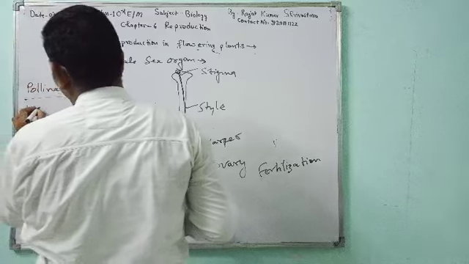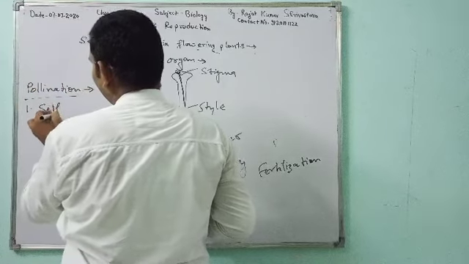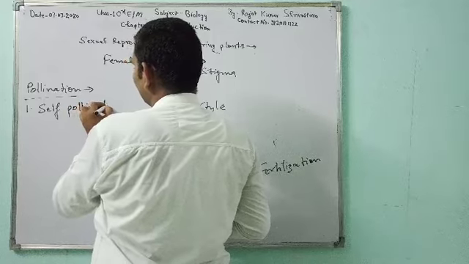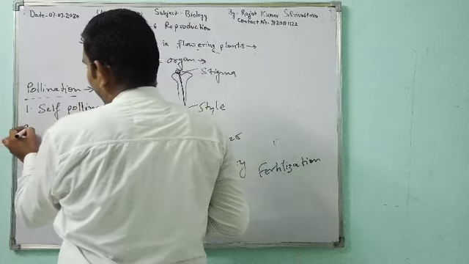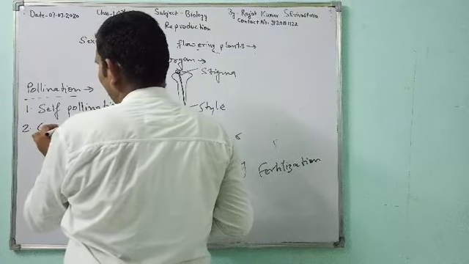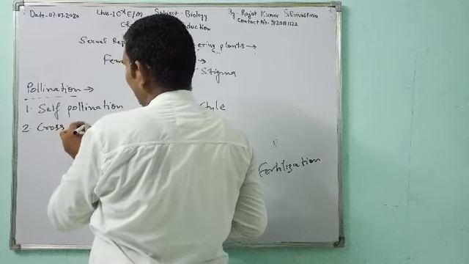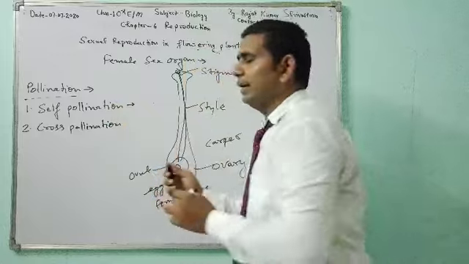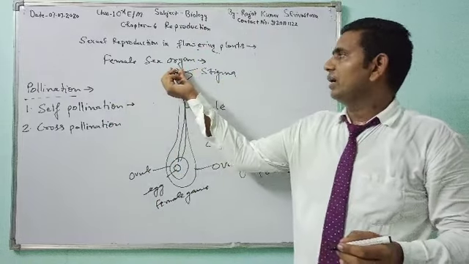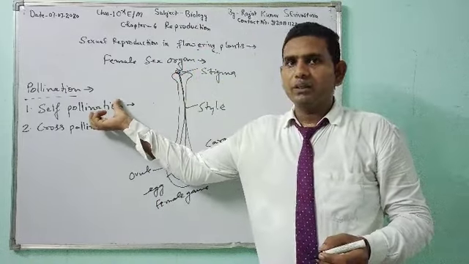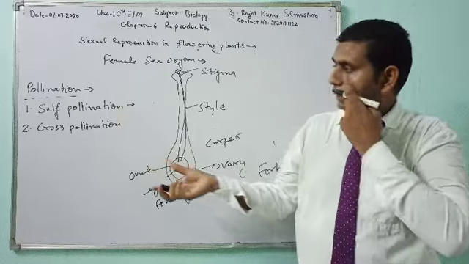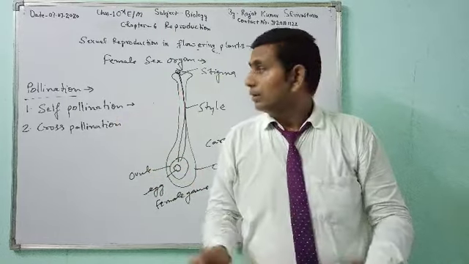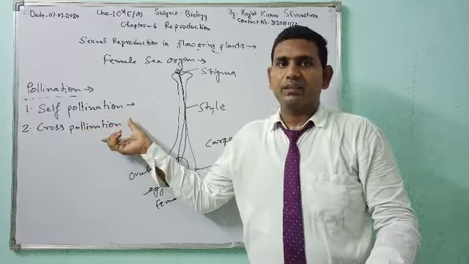Pollination is of two types: self pollination and second क्रॉस पॉलिनेशन. मीन्स अगर सेम प्लांट पे पॉलिनेशन हो रहा है तो वो सेल्फ पॉलिनेशन होगा, और अगर डिफरेंट प्लांट पे पॉलन ग्रेन जाके पॉलिनेशन कर रहा है तो वो होगा क्रॉस पॉलिनेशन.